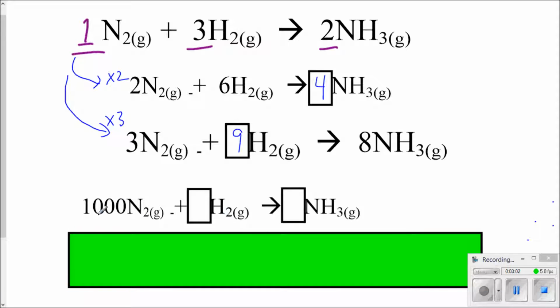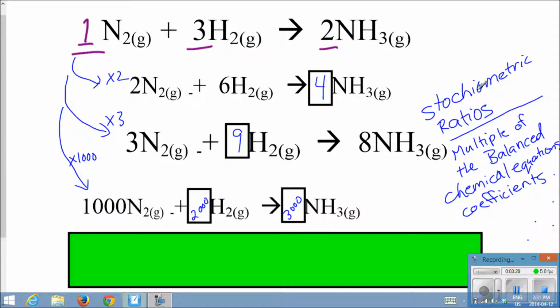Try the last one. If we look at the last one, we have 1,000 N2s reacting with an unspecified amount of H2s and making an unspecified amount of NH3s. Well, if you think about it, then you should know that the answer should be 3,000 and 2,000, because it's just a multiple of 1,000. So we know that all of these follow something called the stoichiometric ratios, which means stoichiometric ratios are a multiple of the balanced chemical equation's coefficients, and you can see that right here.